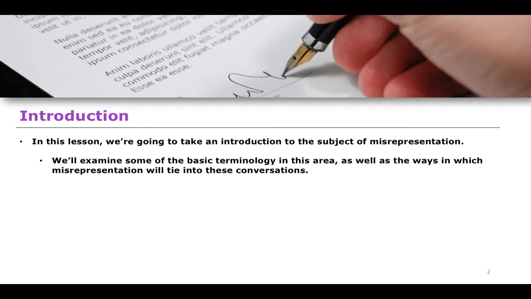We'll examine some of the basic terminology in this area, as well as the ways in which misrepresentation ties into these basic conversations. We'll explain what actionable misrepresentation is, what it looks like. We'll look at the delineation between void and voidable when it comes to contracts, and we will just take a look at some of the basic case law in the area as well.